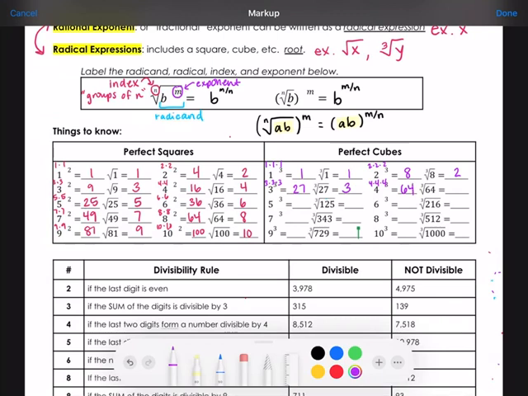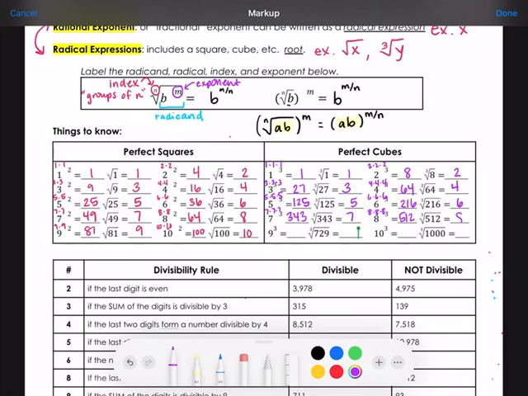4 cubed, that's 4 times 4 times 4. It equals 64. So the cube root of 64 is 4. 5 to the third power, 5 cubed is 5 times 5 times 5, which equals 125. So the cube root of 125 is 5. 6 cubed is 6 times 6 times 6, which equals 216. So the cube root of 216 is 6. 7 cubed is 7 times 7 times 7, which equals 343. So the cube root of 343 is 7.